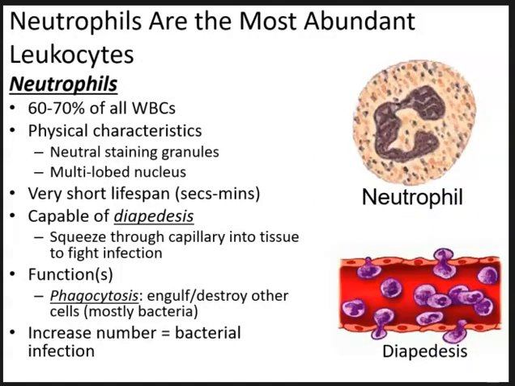So first we're going to talk about granulocytes, and the first granulocyte we'll talk about are neutrophils. Neutrophils are the most numerous of all the leukocytes, making up about 60 to 70% of all white blood cells. Now, physical characteristics: they have neutral staining granules, and they have a multi-lobed nucleus. If you ever take a histology course or even anatomy, you'll see a neutrophil within a blood smear, and sometimes it looks like a cluster of grapes interconnected by little lines. But they do have a multi-lobed nucleus and neutral staining granules within the cytoplasm.